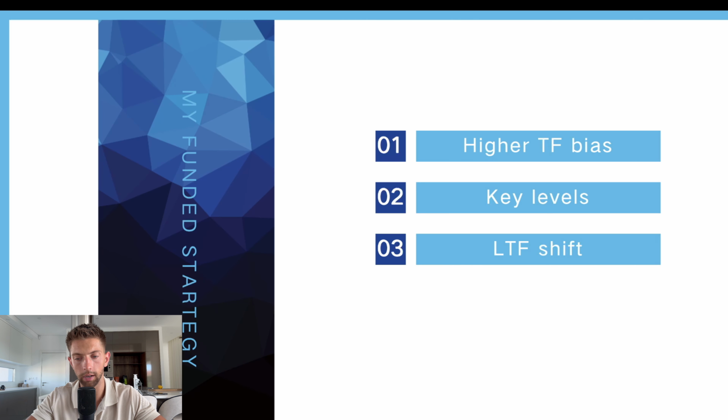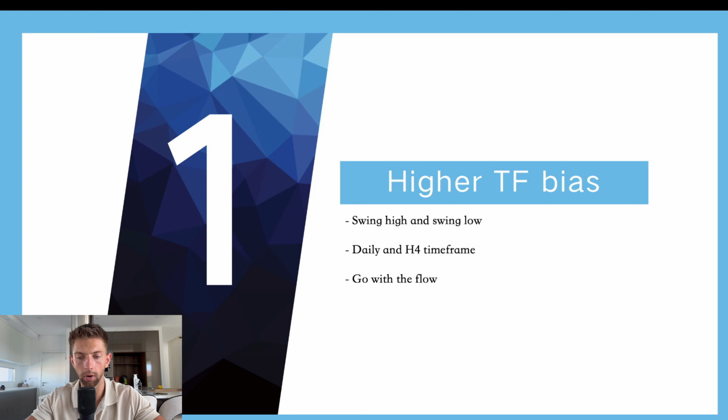So the first one is higher time frame bias, the second one is key levels, and the third one is lower time frame structure shift. I'm going to explain it now. Higher time frame bias means I'm going to be identifying my swing high and swing low on the daily and H4 time frame. I'm trading like this because I'm trending with the trend. I want to go with the flow. I don't want to go against the big boys, against the big money.